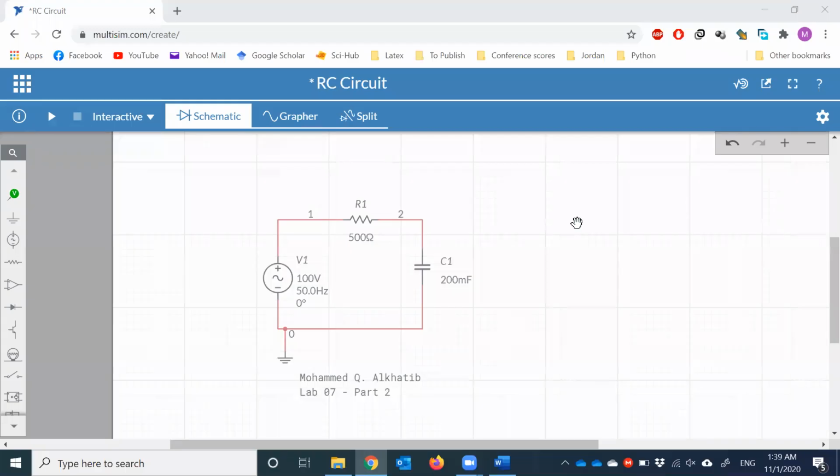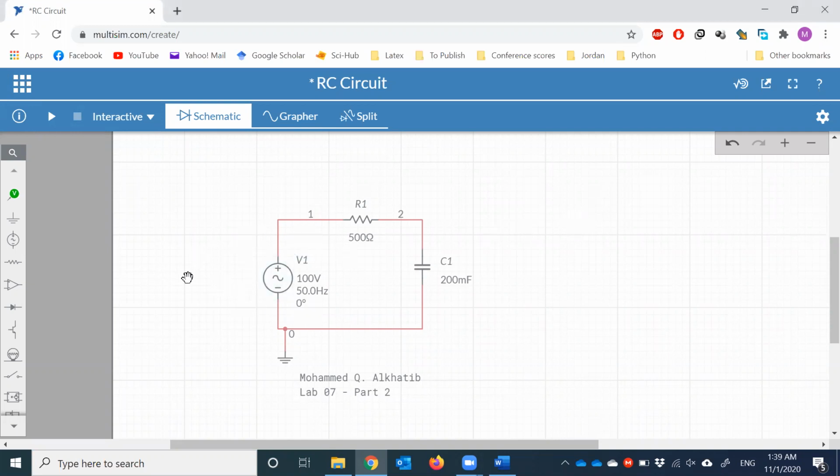Hello everyone. Today in this lab we're going to work on RL, RC and RLC circuits. Just for time saving, I'm going to focus only on one circuit, and the other types could be easily performed. You just follow the word file. Just follow the steps. So let's say we have an AC voltage source.